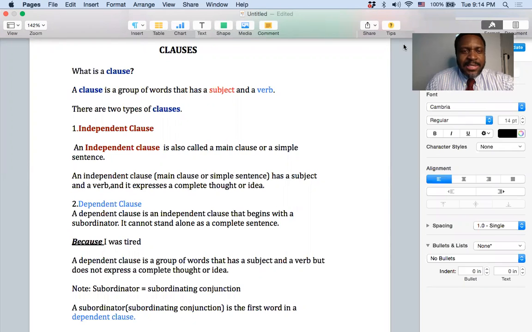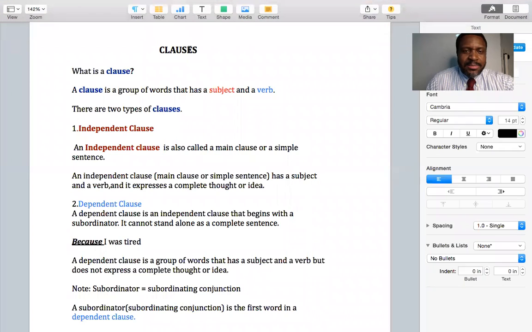In today's lesson, I'll be talking about clauses. What is a clause? A clause is a group of words that has a subject and a verb.